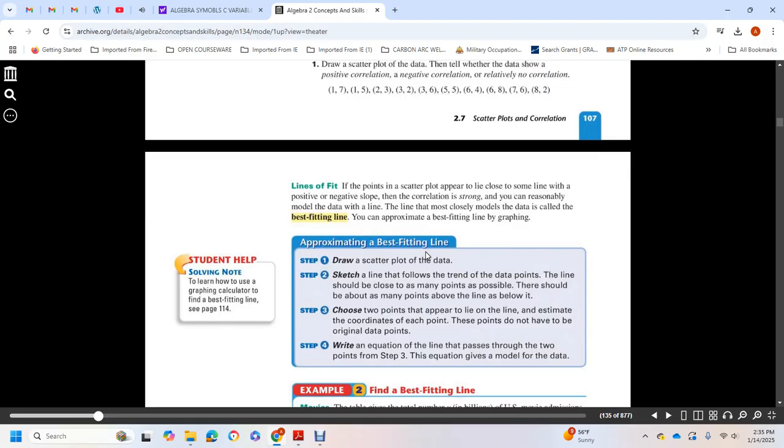Step 1, draw the scatter plot of the data. Step 2, sketch a line that follows the trend of the data. The line should be close to as many points as possible, with as many points above the line as below it. Step 3, choose 2 points on the line and estimate the coordinates of each point. These points do not have to be original data points. Step 4, write the equation of the line that passes through the 2 points. This equation gives a model of the data.